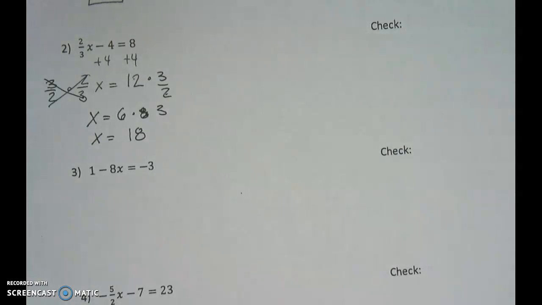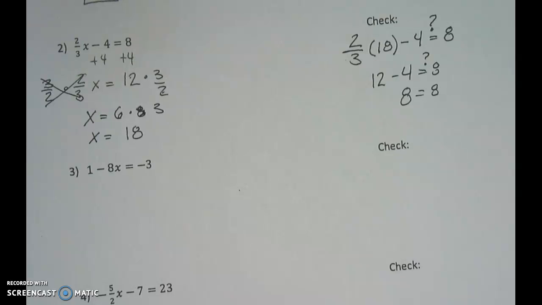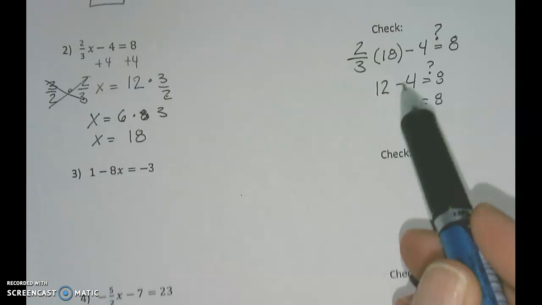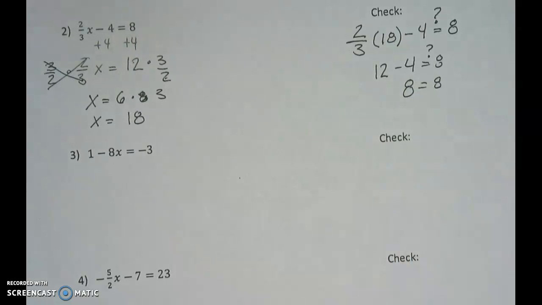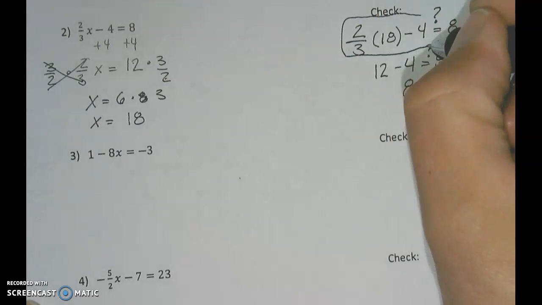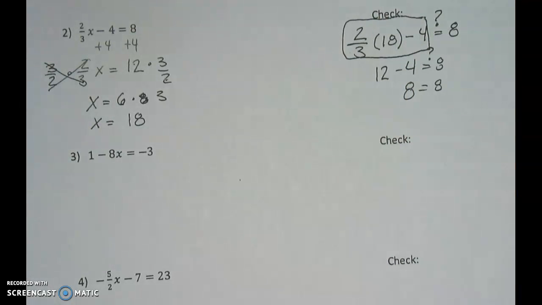Okay. So I want you to do the check. Okay, so do the quick check. Find out that 8 does equal 8. 2/3 of 18 minus 4 gave us 8. So if I were you guys, I would just use my calculator to do that part. Okay?